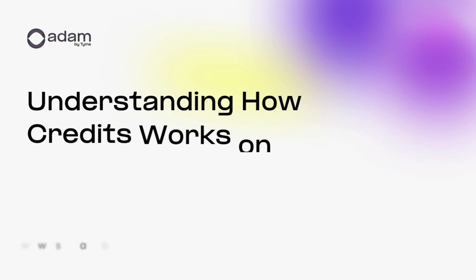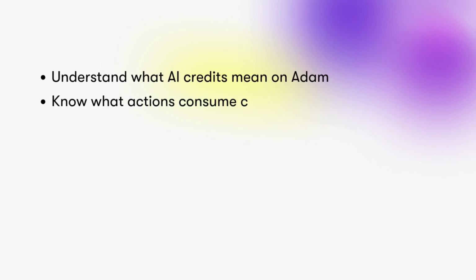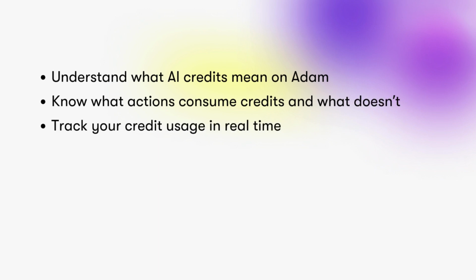Today, we'll be breaking down how AI credits work on Atom and how they're used when processing your financial data. Here we'll walk through what credits are, how they're consumed, and how you can track your usage so everything stays clear as you use the platform. By the end of this video, you'll be able to understand what AI credits mean on Atom, know what actions consume credits and what doesn't, and track your credit usage in real time.